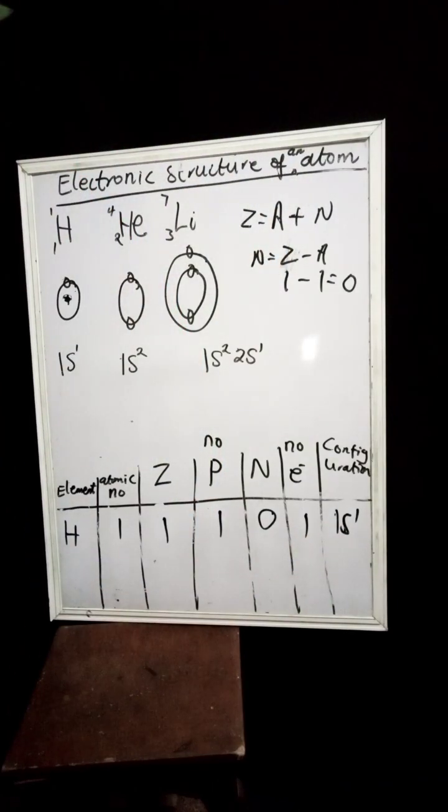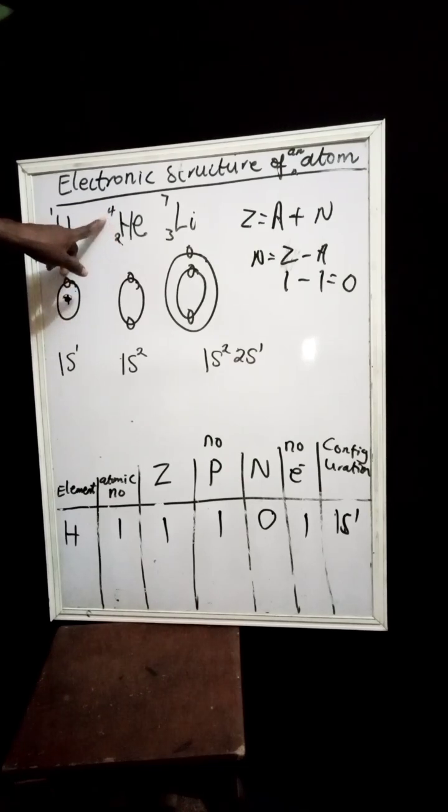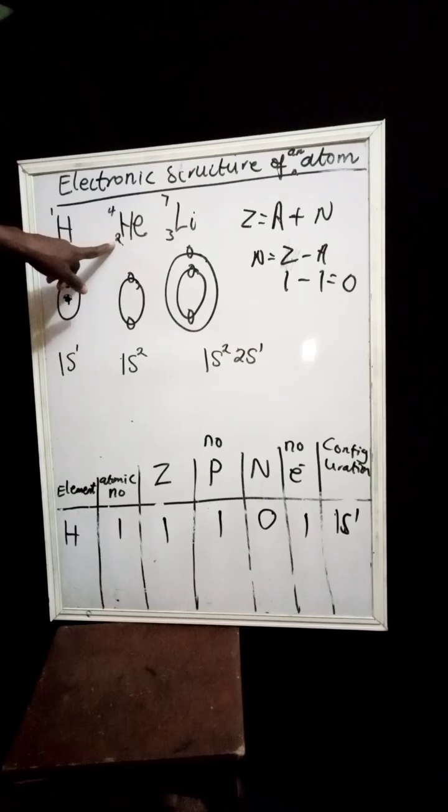Then let's look at helium. Helium has the mass number of 4, atomic number of 2. The proton number, which is equal to the atomic number, is 2. The neutron number is the mass number minus the atomic number. That will give us what? 2, because 4 minus 2 is equal to 2.